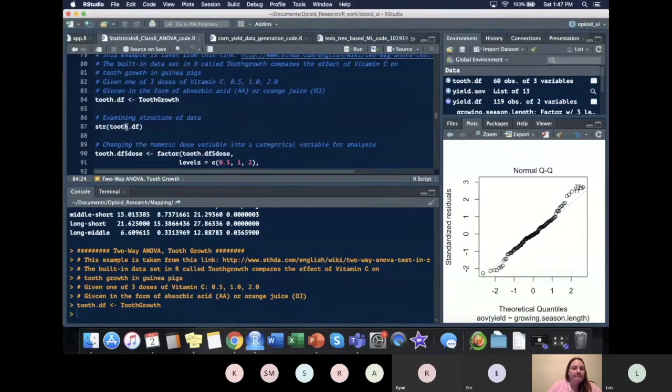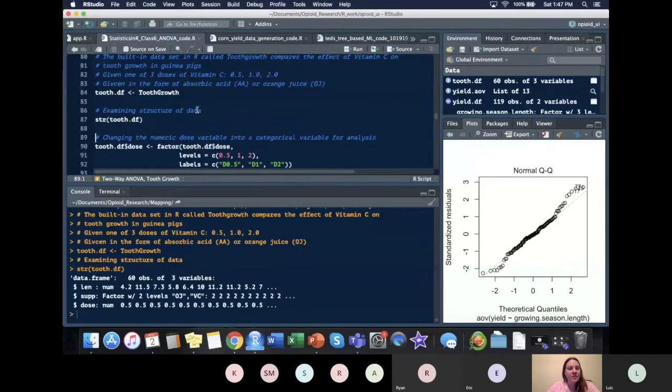So first, let's look at our structure. So this is what you would expect. We have our length, so this is our dependent variable. Our supplement, so that would be orange juice or ascorbic acid. Ascorbic acid is VC. I'm not sure why. There's probably some scientific reason for that I don't know. And then our dose. So this is going to be 0.5, 1.0, and 2.0.